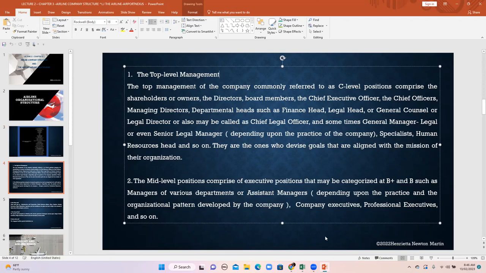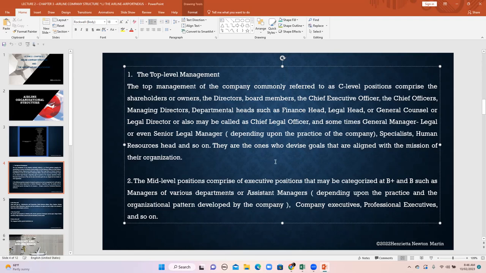We're talking about airlines. And last class, we discussed the difference between aviation and airlines. Aviation is a comprehensive term. Airlines is part of aviation, because many people get confused and use them as synonymous terms. It is not synonymous, but airlines is part of the aviation sector. Depending upon how huge the airline is and what its organization structure is, the structure varies. They might call the head of the legal department a legal head, or general counsel, or legal director, or sometimes the chief legal officer, general manager legal, or even senior legal manager. It depends on the practice of the company.